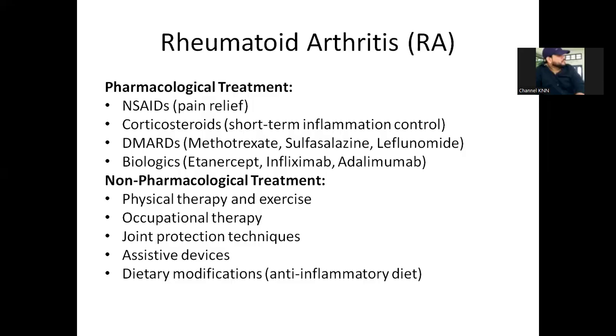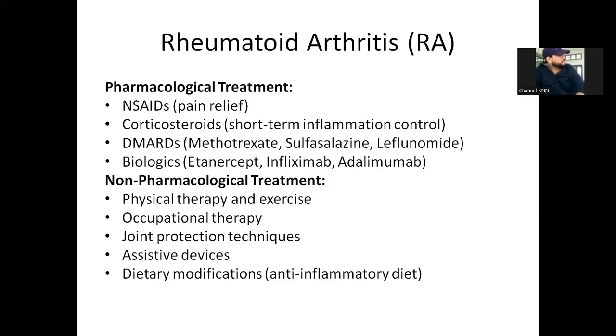Next, pharmacological treatment. Pharmacological treatment of rheumatoid arthritis mainly involves giving NSAIDs, which relieve pain. NSAIDs means non-steroidal anti-inflammatory drugs, which mainly relieve pain for the patient. Corticosteroids are given for short-term inflammation control, and DMARDs are given. DMARDs means disease-modifying anti-rheumatic drugs. Drugs like methotrexate, sulfasalazine, and leflunomide can be given as DMARDs.